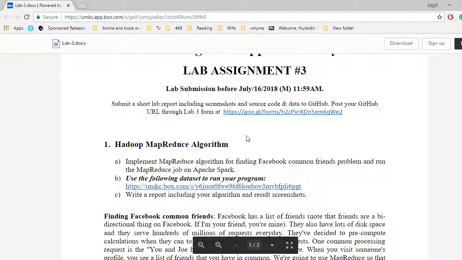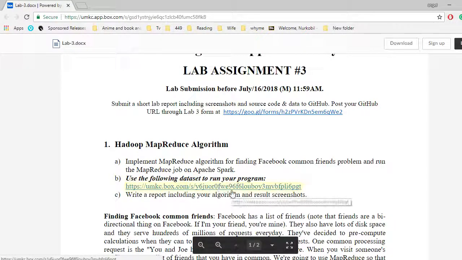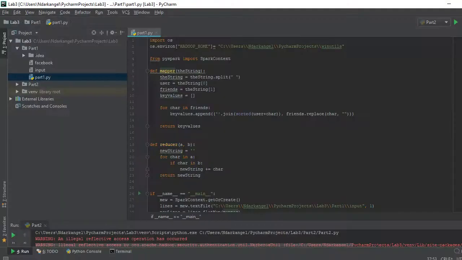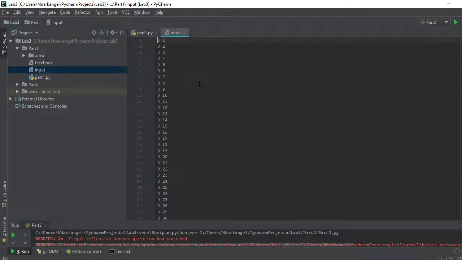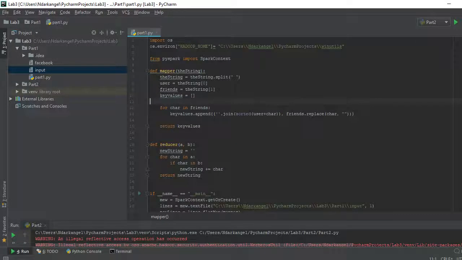The first part of our lab is the Hadoop MapReduce algorithm. Implement a MapReduce algorithm to find the Facebook common friends problem, and run a MapReduce job and Apache Spark. Use the following database to run your program and include the algorithm. So this is the input they gave us. It's just going down the list.